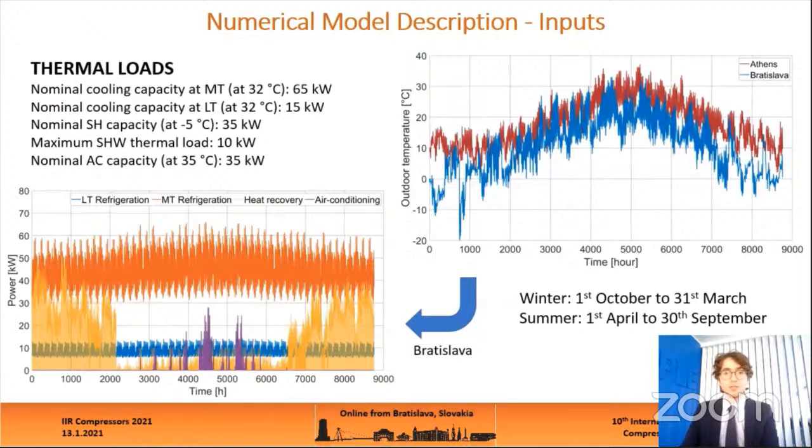The figure on the bottom left shows the specific thermal loads for Bratislava throughout the year, obtained considering the nominal capacity reported on the top left. In the specific case of the cooling capacities, a weekly load profile has been defined and a correction factor considered proportional to the external temperature.